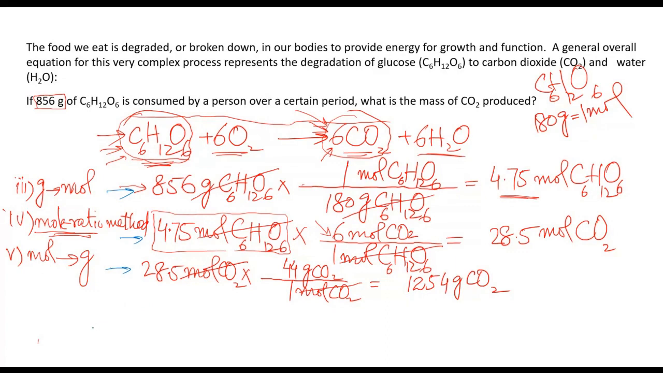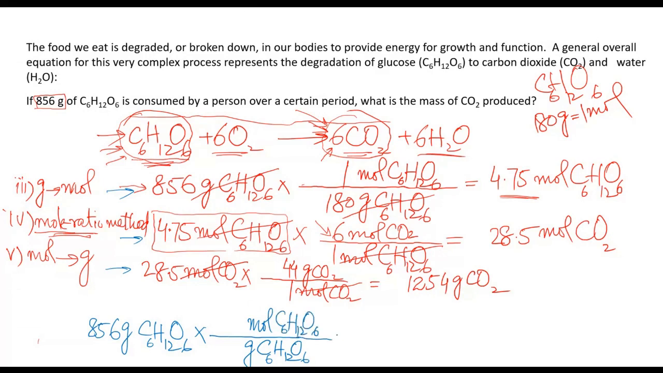What is given? 856 gram of glucose. Multiply, divide. What will you write down? Gram of glucose. And what will you write up? Mole of glucose. Good. Now multiply, divide. This is step number 4. Then multiply and divide. This is step number 5. Okay, friends, now this is step number 3 finished.